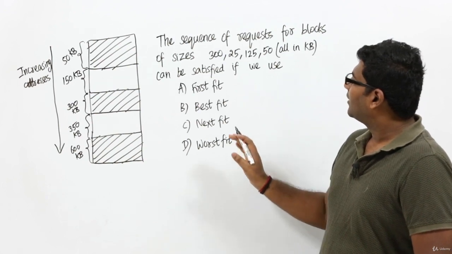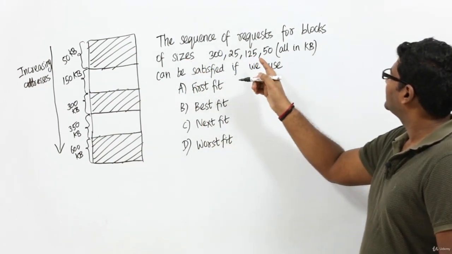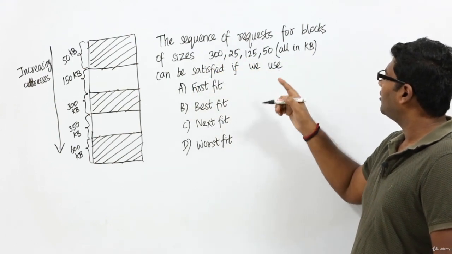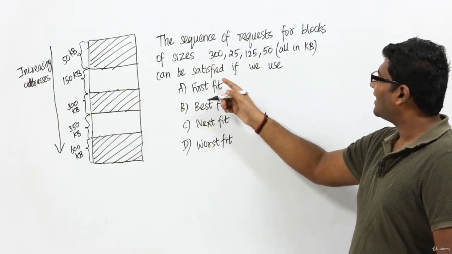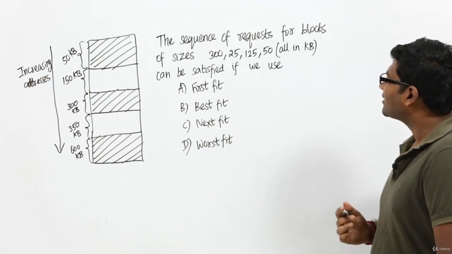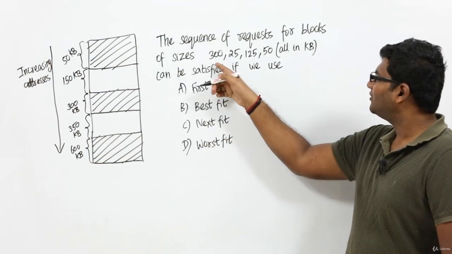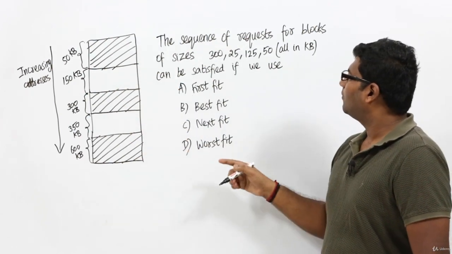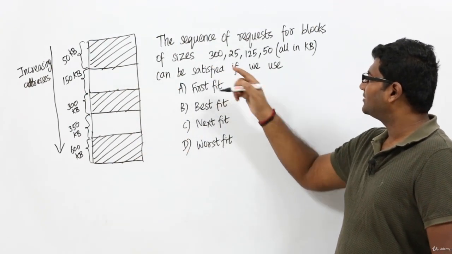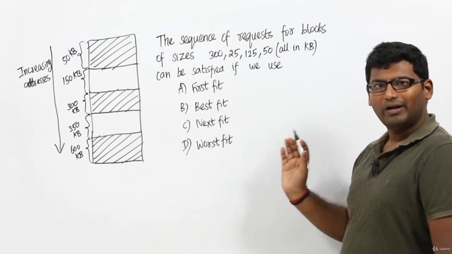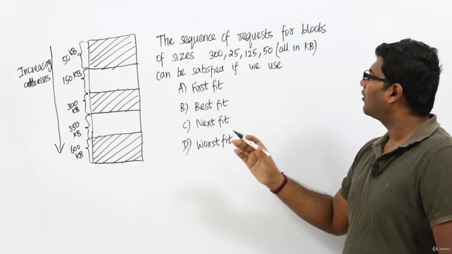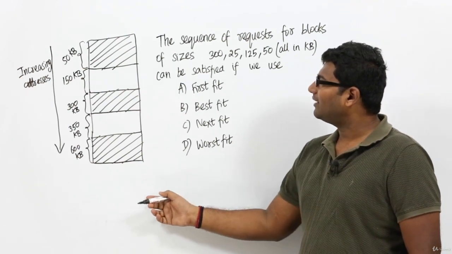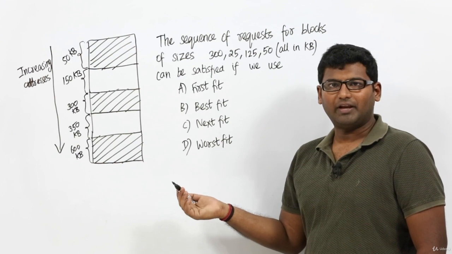Now, they told us that the sequence of requests for blocks of sizes 300, 25, 125, 50 KB can be satisfied if we use dash. What is meant by satisfying this? These are requests made from the hard disk into the RAM. A 300 KB process is coming into the RAM, followed by a 25 KB process, followed by 125 KB, followed by 50 KB. Here again we are assuming variable partitioning.